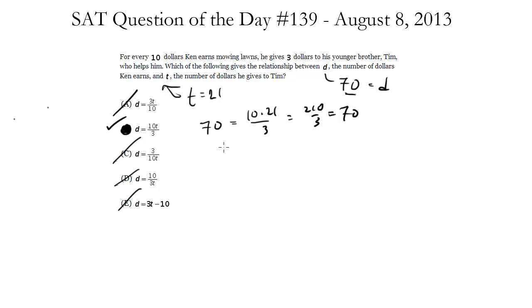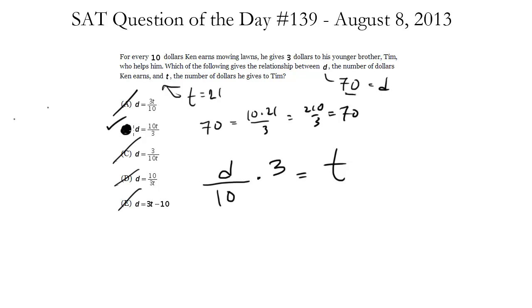So what about the algebraic way? Well, think of it this way. D is the number of dollars he earns. So we need to figure out, for every $10, he gives his brother 3. So we need to figure out how many units of 10 there are in the amount of D dollars Ken earned. Well, Ken earned D, so we divide it by 10, and that tells us how many sets of 10 he earned. And then for every set of 10, we just multiply it by $3. Right? So the amount of money that Tim earns is going to be D over 10 times 3.